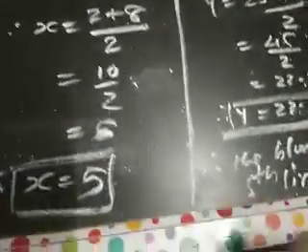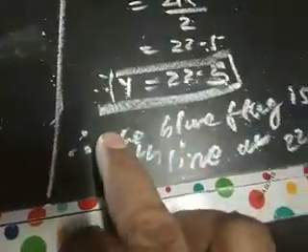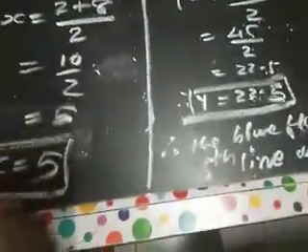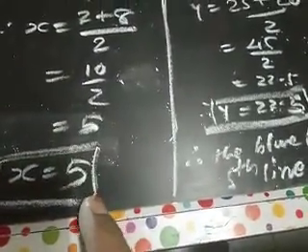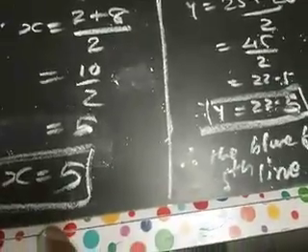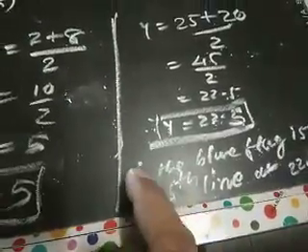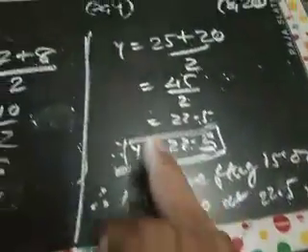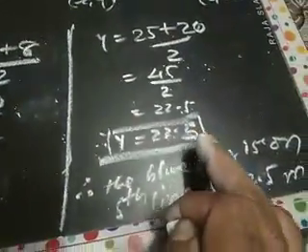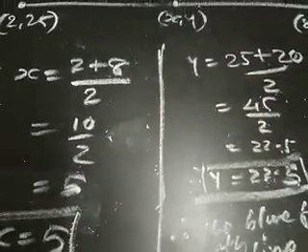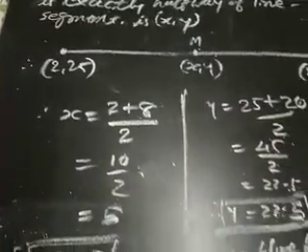So here the blue flag is on the 5th line, because x we get here is 5, which on the x axis shows the 5th line. So the blue flag is on the 5th line at 22.5 meters. Okay, so that is answer number 3.